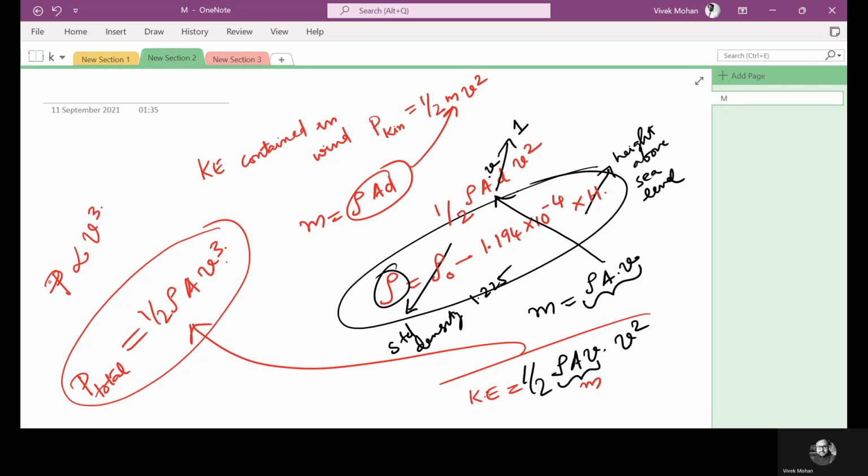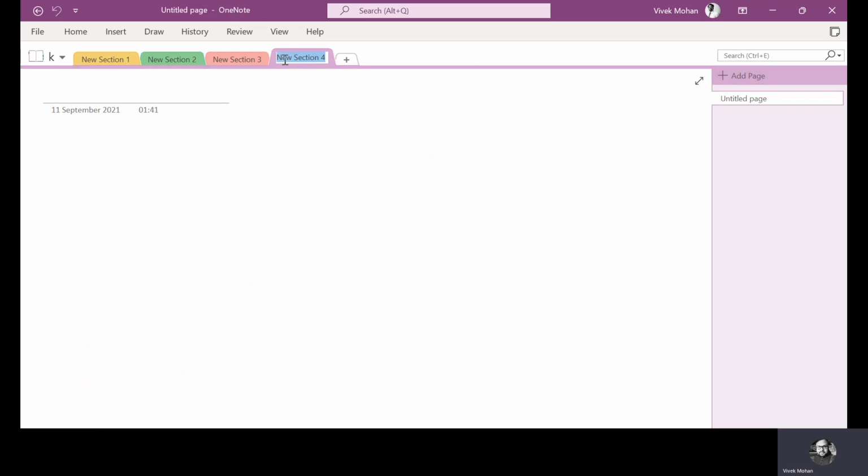Now let's see a small example. Calculate the total wind power in an area where the average wind speed is 6 meters per second, using a wind power plant with a 60 meters rotor diameter.